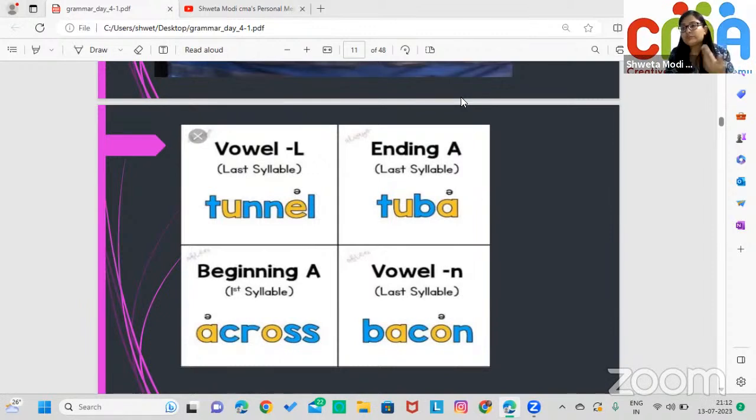See, the children are used to speak these words like tunnel. The children know that it's tunnel and it's not tunnel. Because they may ask you why it is not tunnel, then you can say that EL makes a schwa sound. So you will have to do activities with them. And if you take a grammar pupil book, there are a lot of activities and worksheets which are based on this schwa.